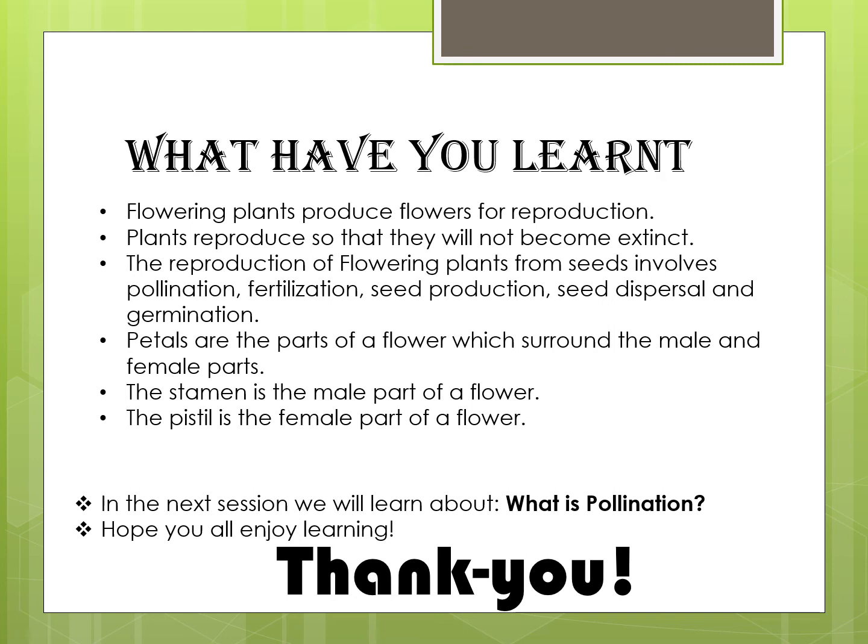So what we have learned today is that flowering plants produce flowers for reproduction. Plants reproduce so that they will not become extinct. The reproduction of flowering plants from seeds involves pollination, fertilization, seed production, seed dispersal, and germination.